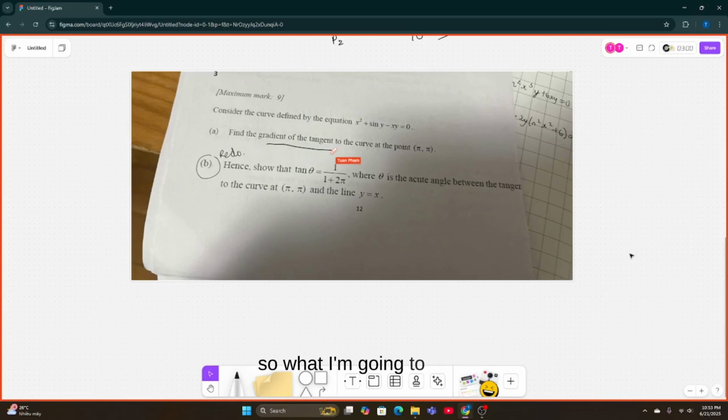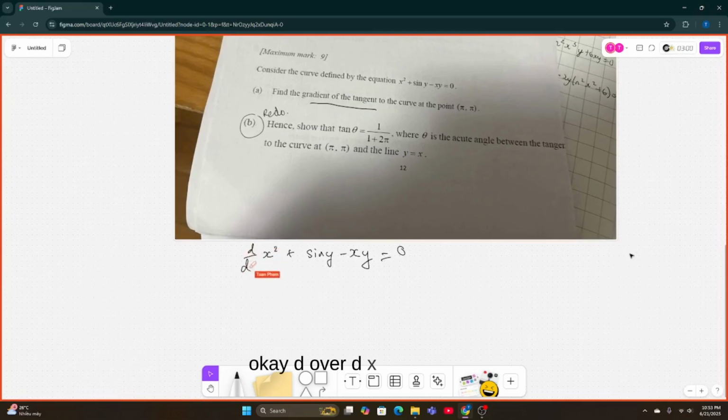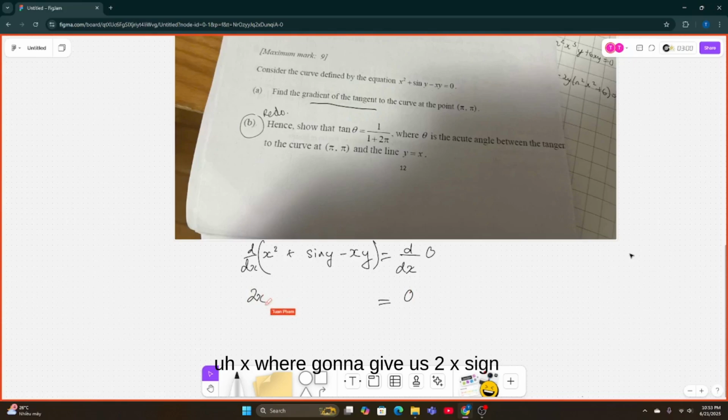So what I'm going to do is apply the derivative with respect to x on both sides, right? Equals 0. So we're going to apply d over dx to both sides. So this is what we have. d over dx of a constant is 0, right? So now we just worry about the left-hand side. x squared is going to give us 2x, then sine y.